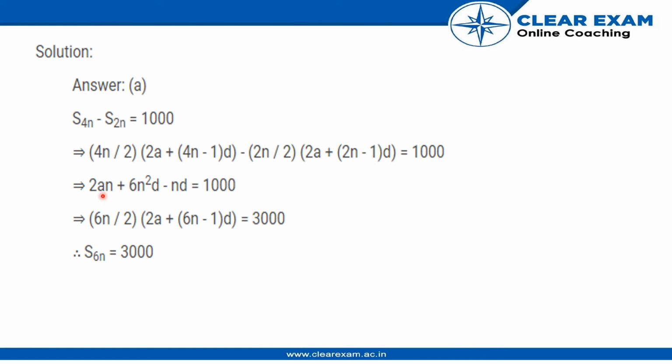Therefore we have 2an plus 6n squared d minus nd to be equal to 1000. On taking 6n upon 2 common, we have 6n upon 2 into (2a plus (6n minus 1) into d) to be equal to 3000. Therefore, we have the summation of 6n terms to be equal to 3000.